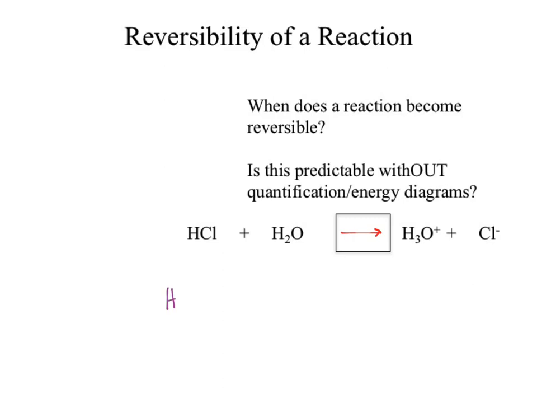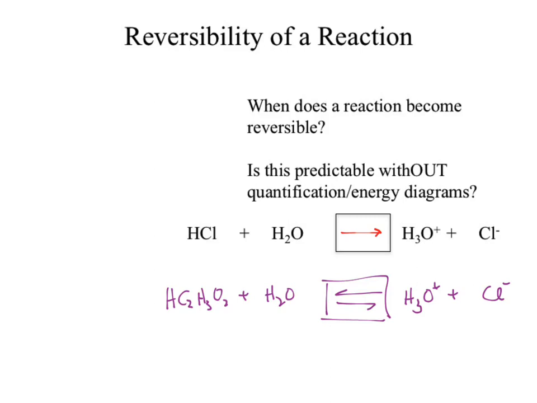What if I did HC2H3O2? I tried to pick one that y'all knew. You should know that one. You want help with that? I can help. It's okay. HC2H3O2, acetic acid. Is that one reversible? Yes. Why is that one reversible? Why is that one now reversible? Because it's not a strong acid. Yeah, that's pretty much how it's taught.